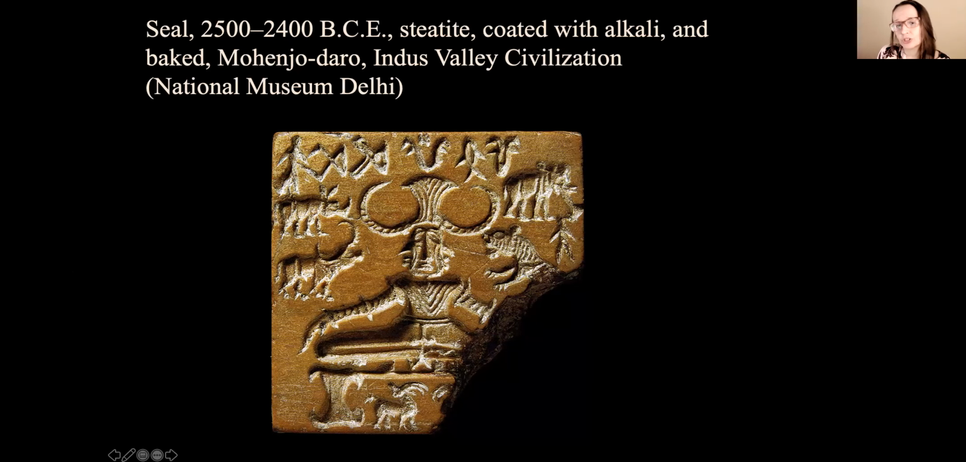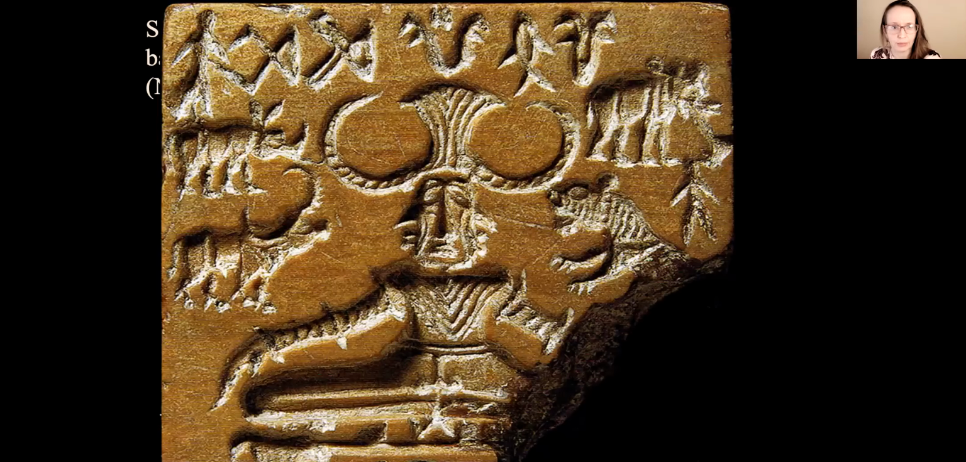This seal is mentioned in your reading, but I'm going to go over it a little bit more. It's 2500 to 2400 BC. It's again soapstone or steatite, but it's coated with alkali and baked, so it gives it a harder form. And this is from Mohenjo-Daro, the Indus Valley civilization, and it's one of the treasures of the National Museum in Delhi. Some of you chose works of art from there for your first assignment.